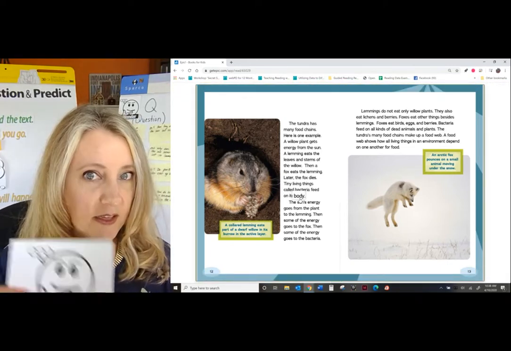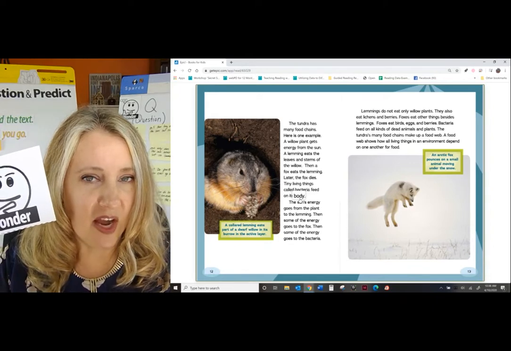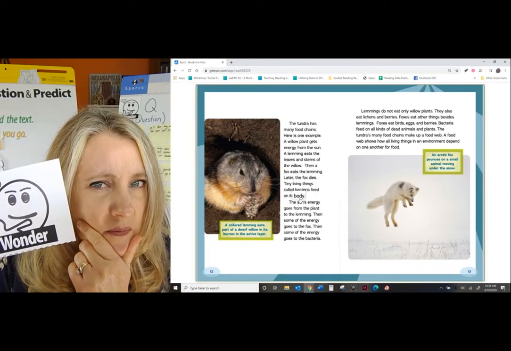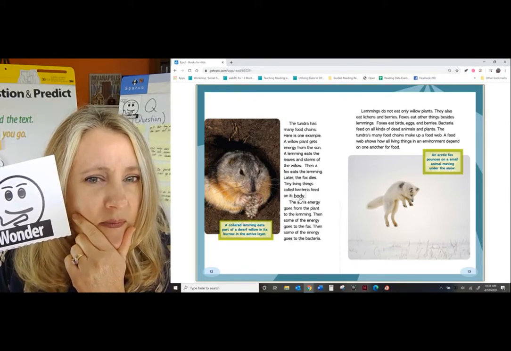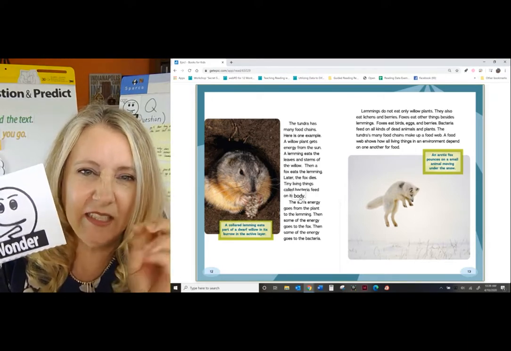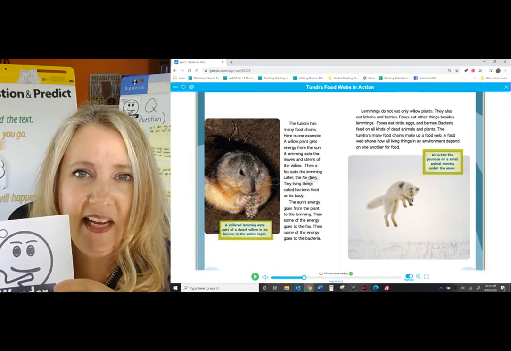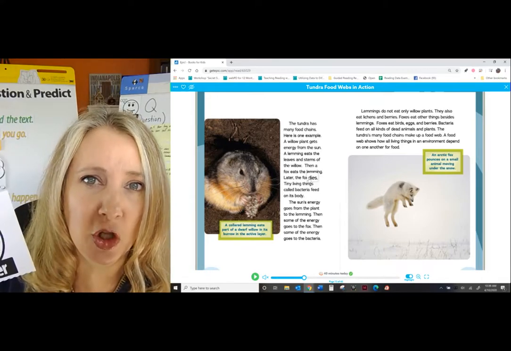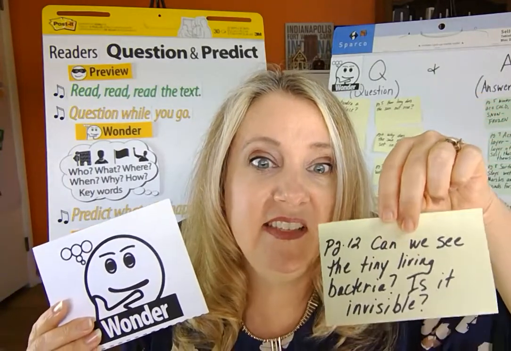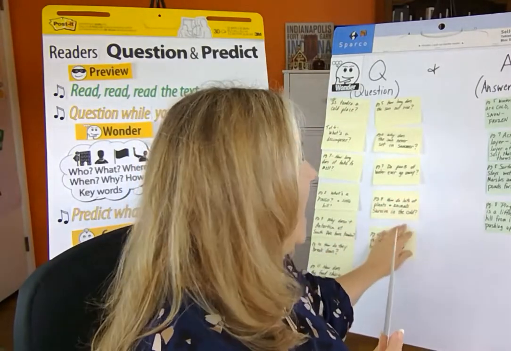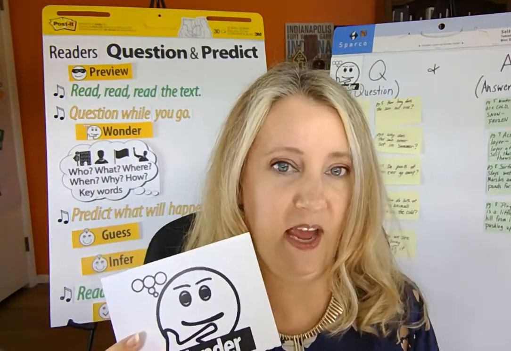Oh my goodness. Are you having any wonderings? Are you having any questions? What's your thinking voice saying to you? Listen to it. Is it wondering about that bacteria? Tiny living things feed on the fox's body when it dies? Are you wondering, what does that bacteria look like? Are you wondering, can we see that bacteria? Is it invisible? Are you wondering that? Maybe that's a new question that you have.